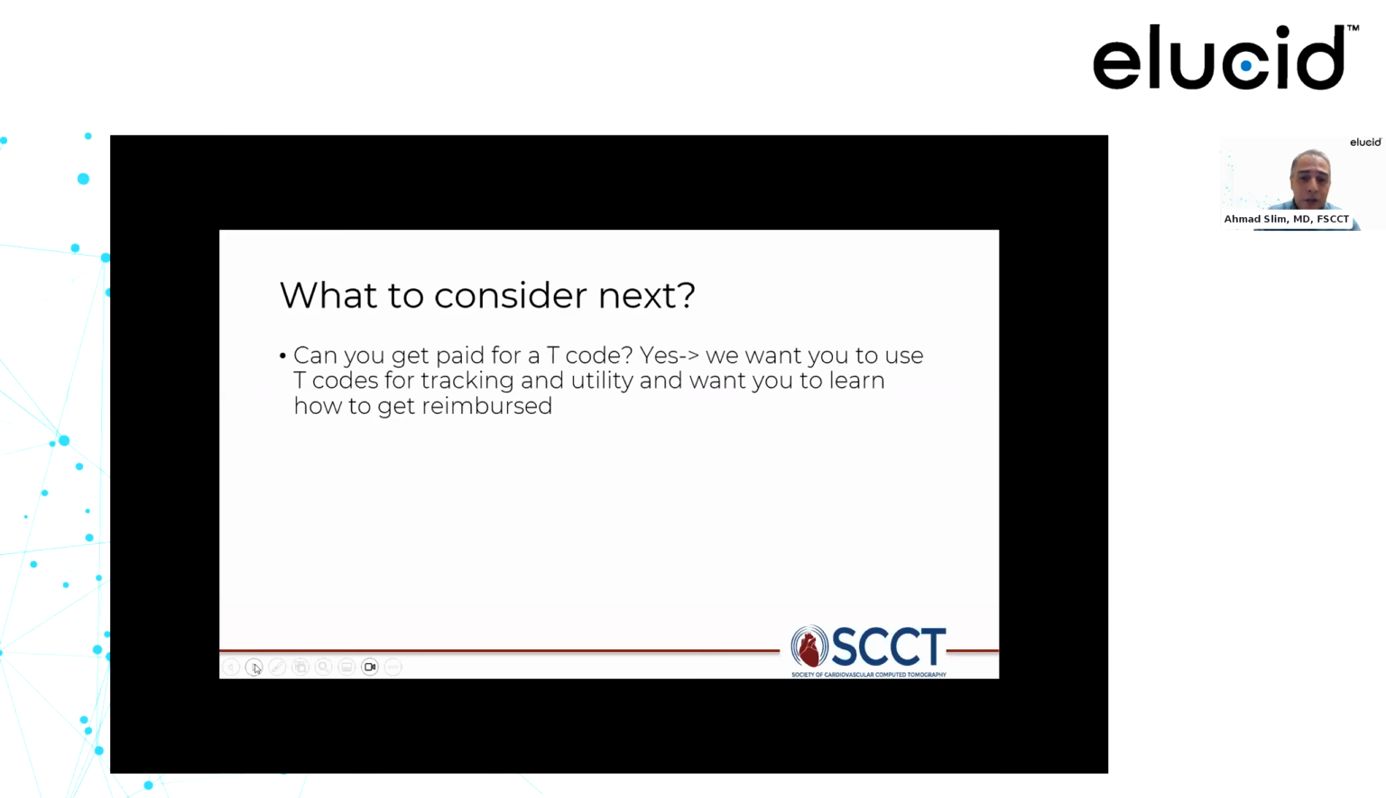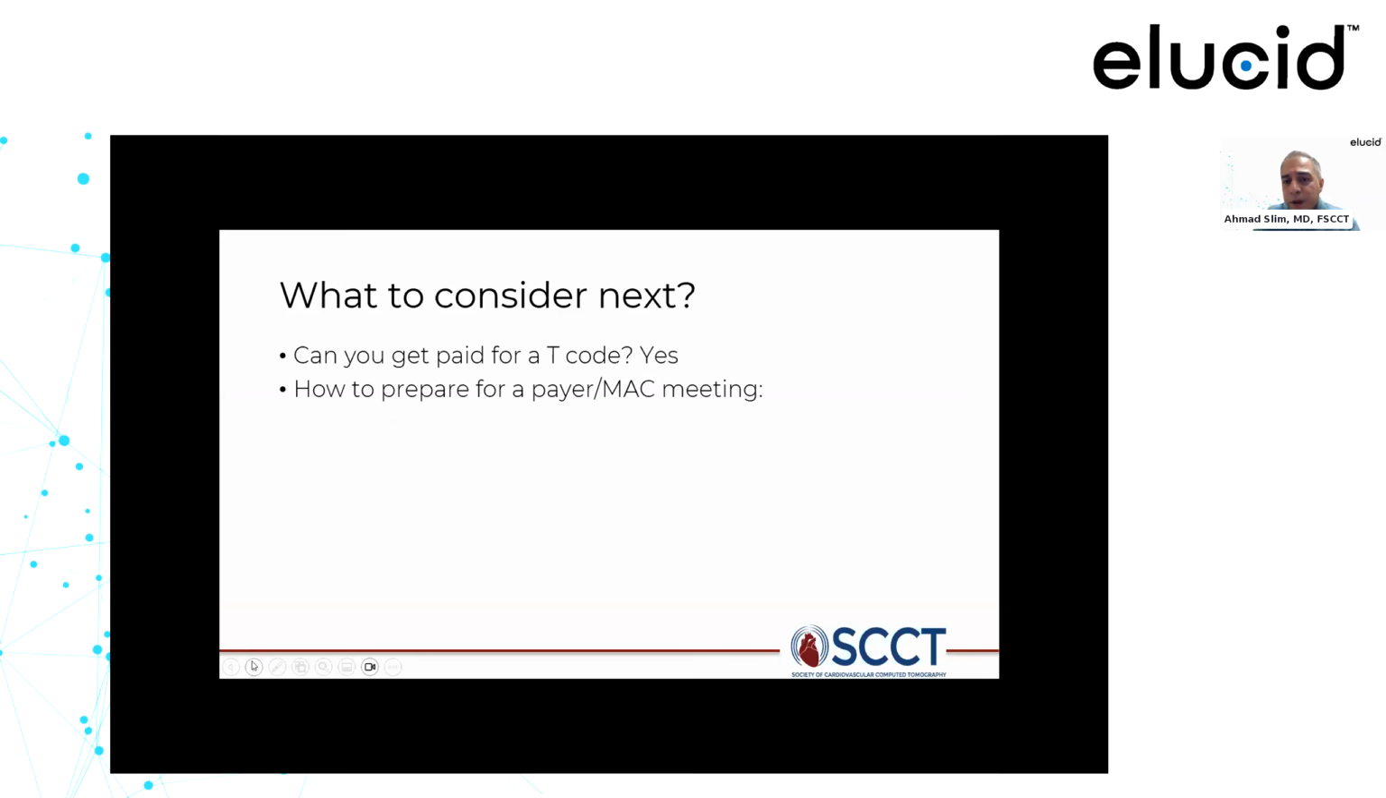It goes back to the initial slide. You have a policy, you have guideline that supports the use, it's FDA approved. You meet with the payer and you work with them on local coverage determination. Then the next question is, well, how do we prepare for that payer meeting? You really don't want to go in with a payer or a MAC meeting to ask for increase in payment, and in the process not be prepared.